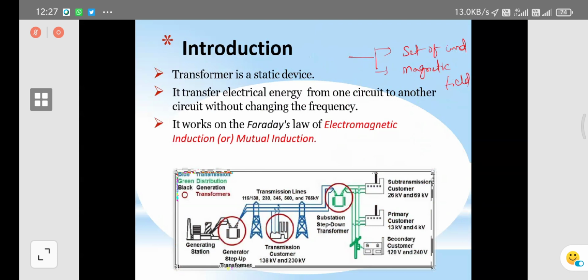Let us see. This is the generating station, the generator. This is the generator step up transformer. This is the transmission line; you can see the blue line indicates the transmission line, and the green indicates the distribution line. These are the poles. The black is the generation, and the round circles indicate the transformers.